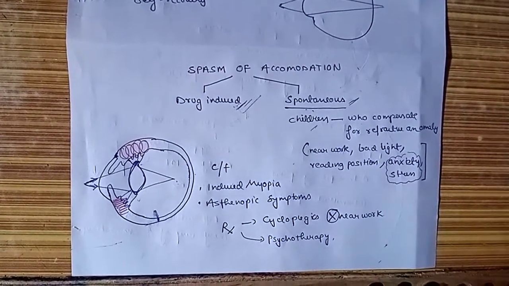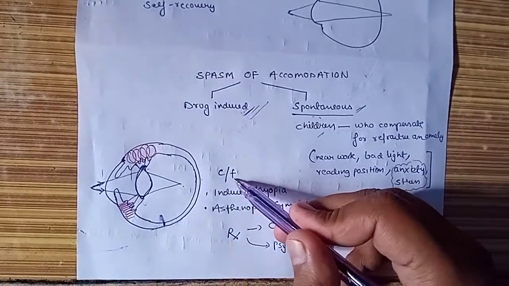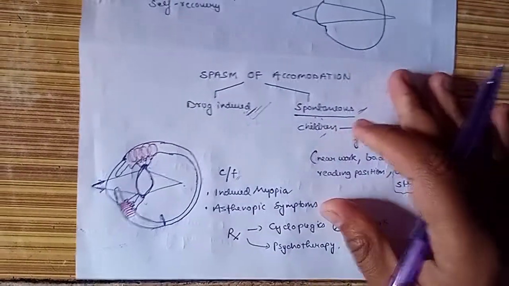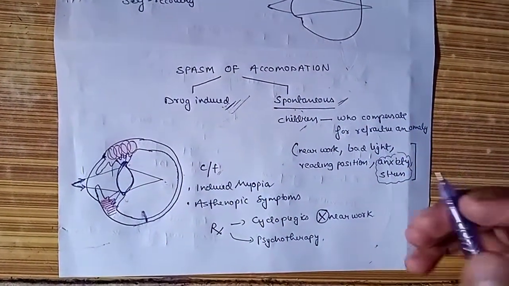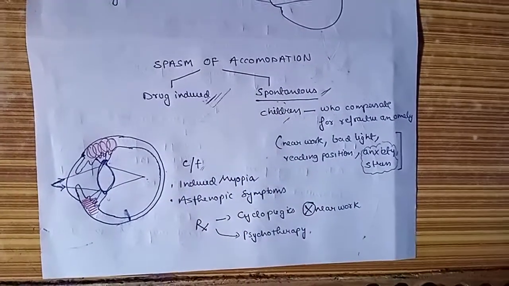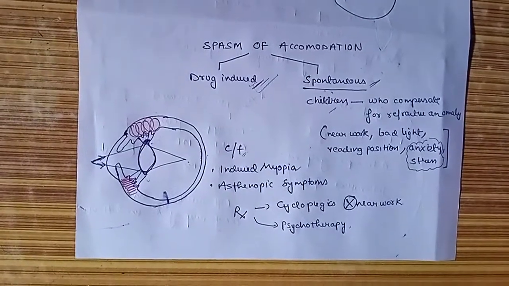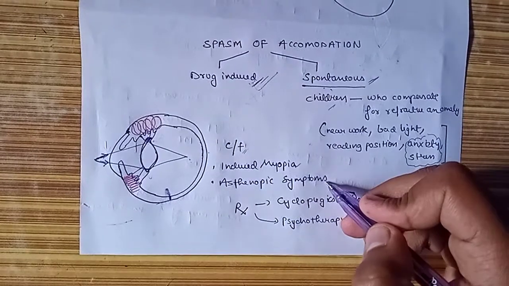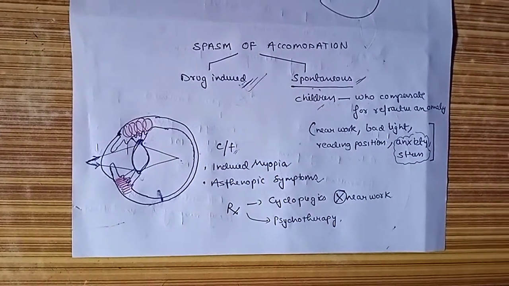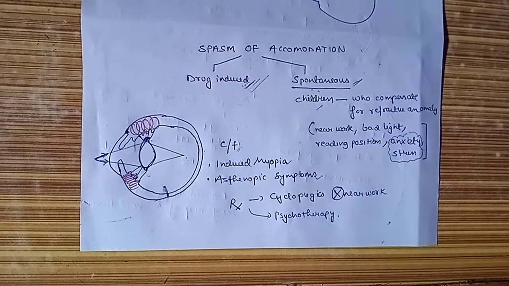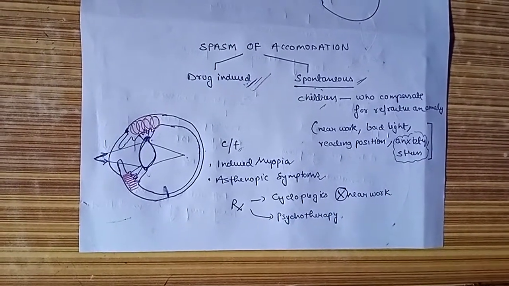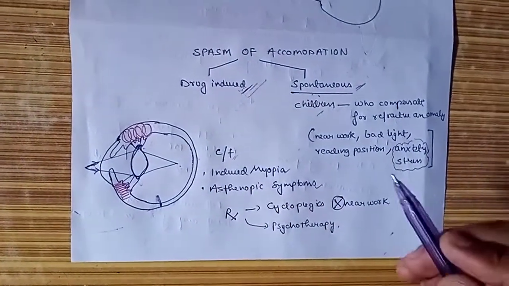So here the patient will have clinical feature of induced myopia, that there will be far-sightedness defect suddenly when the spasm onset, and there will be asthenopic symptoms, meaning the patient will have pain in eye which will be relieved by closing the eyes tightly. He will have frontal headache and eye strain, that is the common name for asthenopic symptoms.